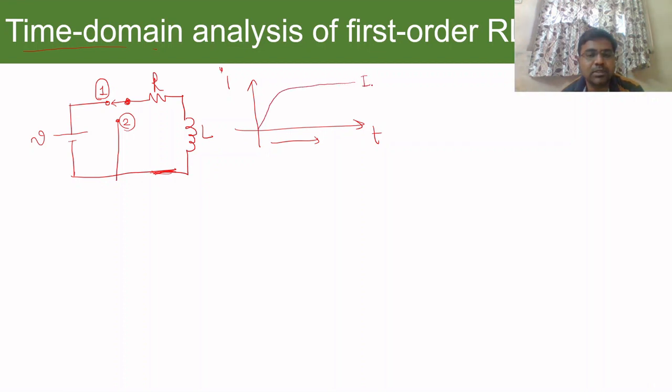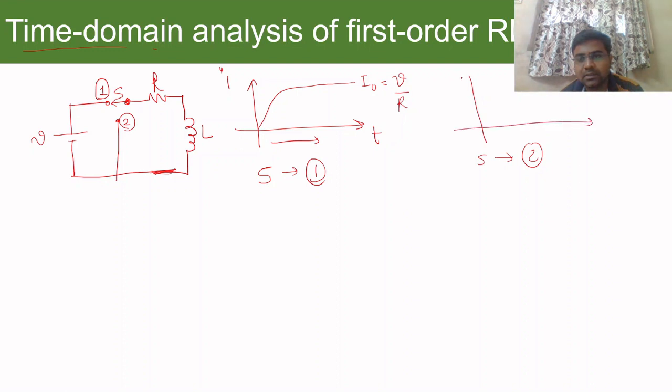Okay, this is nothing but I0, which you can consider as V over R. This amount of current will flow when the switch S is at position 1. Now in the second case, when your switch is at position 2, the current will flow the other way. It will start with I0, because the initial current was I0, and then over time it will decrease. So that we have to understand.